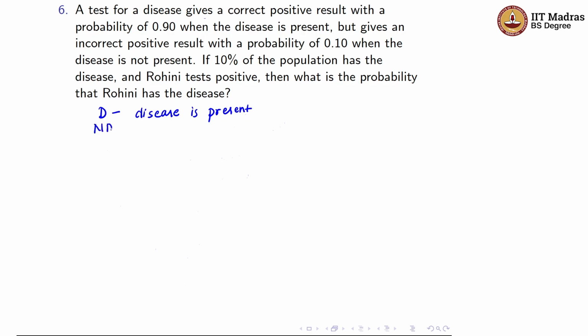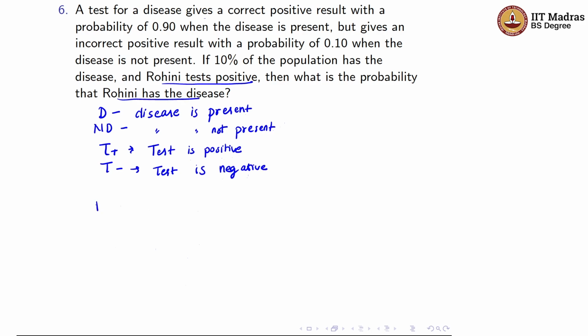Now let us suppose that D represents that the disease is present, and ND represents that the disease is not present. T plus represents that the test is positive, and T minus represents that the test is negative. So we have to find the probability that Rohini has the disease given that Rohini tests positive.